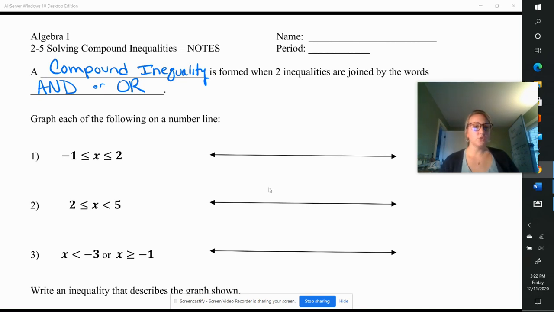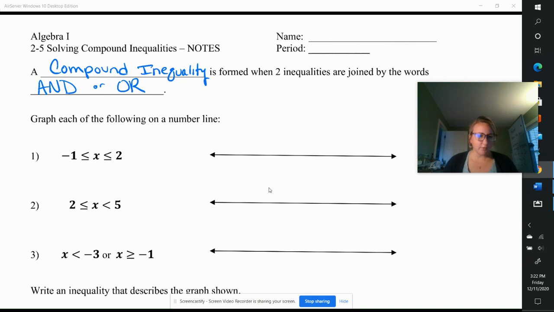Okay, these create the two different types of compound inequalities we could have. We'll have and inequalities, where the solutions to the compound inequality have to meet both parts of the inequality. And we'll have or compound inequalities, where the solutions could be true for one or the other.